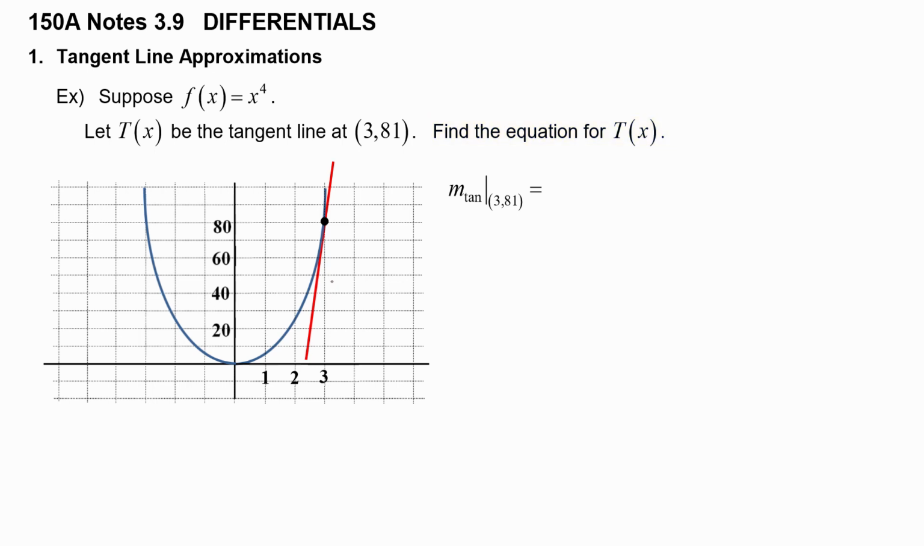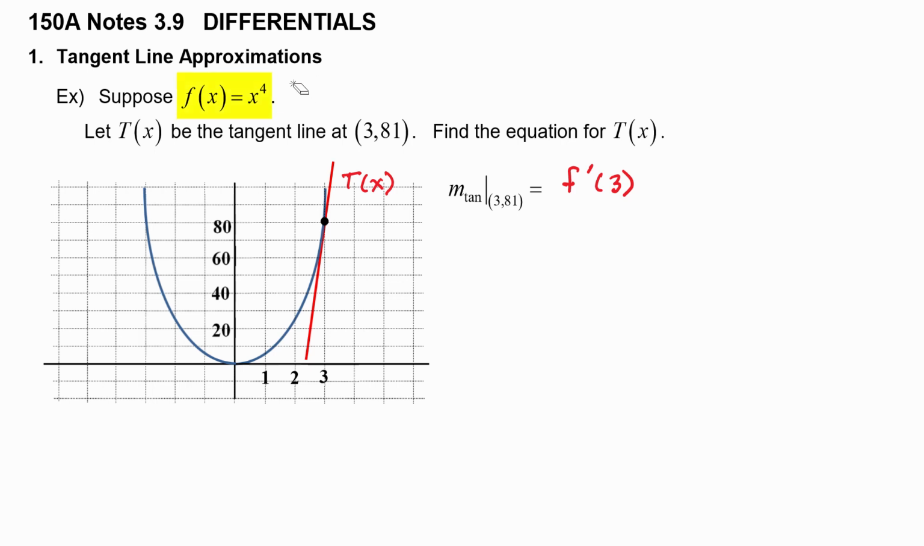So T of x is this line right here. We know that to find the equation of a line, we need two items. We need a point and a slope. Now, the slope of the tangent line at the point (3, 81) is going to come from f prime evaluated at x equals 3.